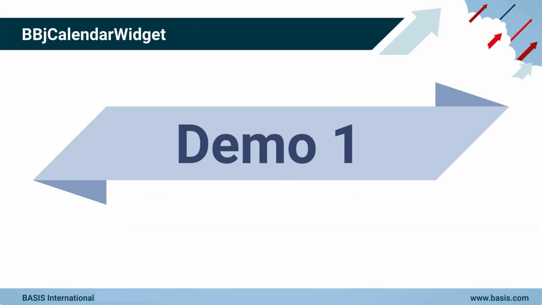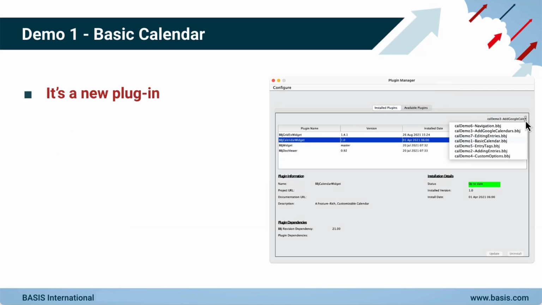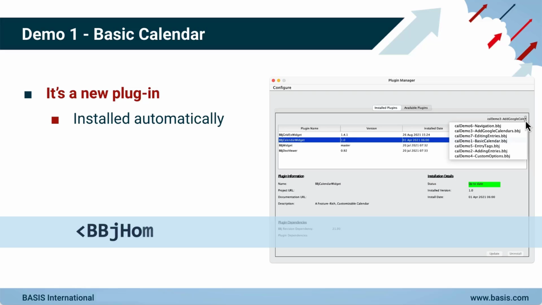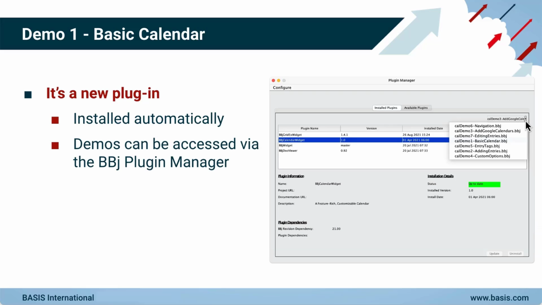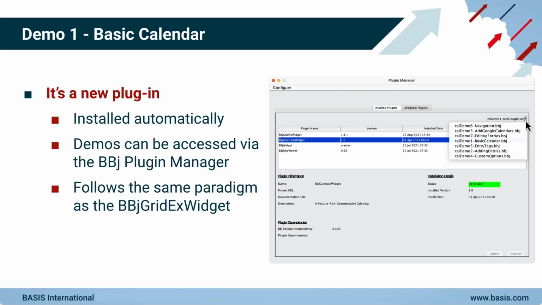Demo 1. Unlike some of the plugins available from the BBj Plugin Manager, the BBjCalendar widget is always available. That's because the BBj installation process installs the latest version in the BBjHome/plugins/BBjCalendarWidget directory. But even though you don't need the Plugin Manager to install it, it's a handy way to run the demo programs that ship with the plugin.